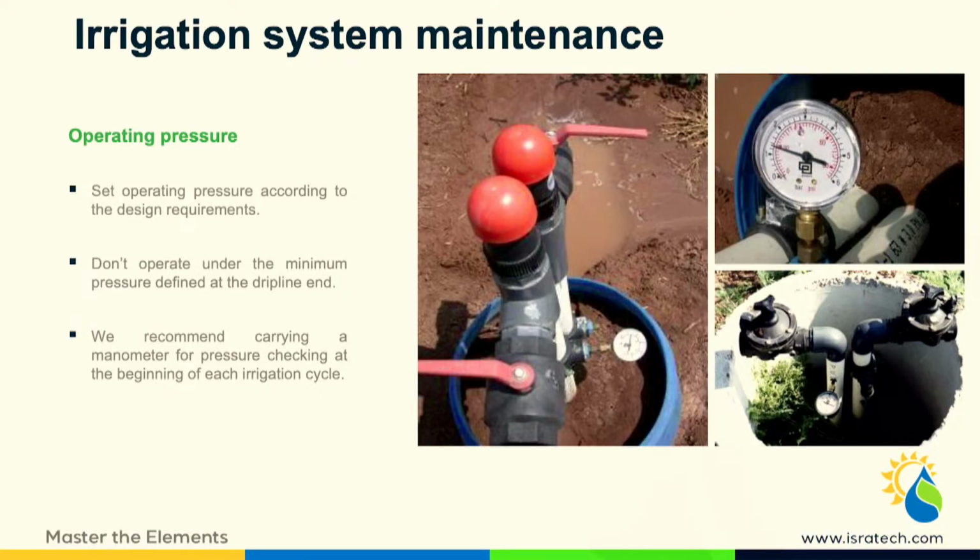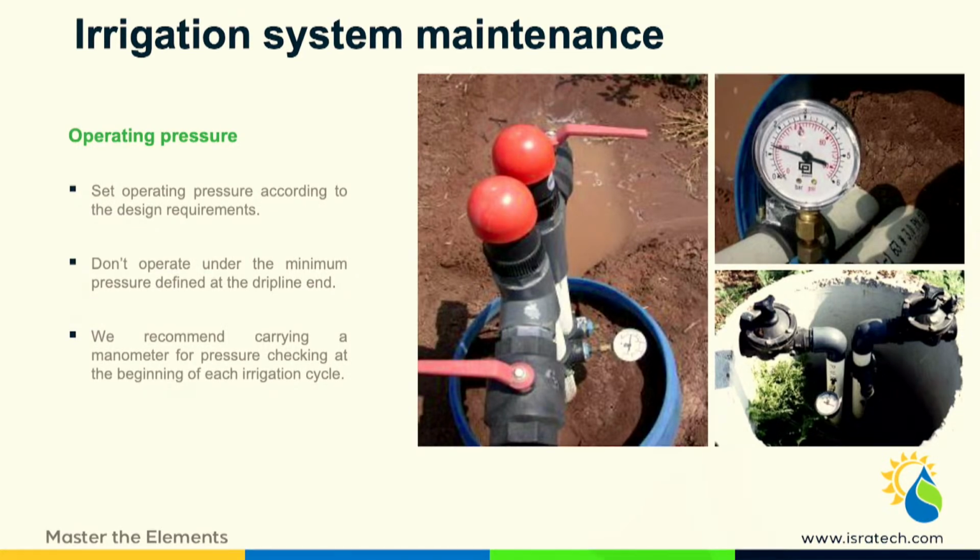We have to monitor the operating pressure. First of all, we have to set the operating pressure according to the design requirements, and we have to monitor it every single day we are operating our system. We cannot operate under the minimum pressure defined at the drip line end. We recommend carrying a manometer or a pressure gauge for pressure checking at the beginning of each irrigation cycle. So every time I run the irrigation, I have to walk around the whole irrigation system and monitor the pressure at certain points.